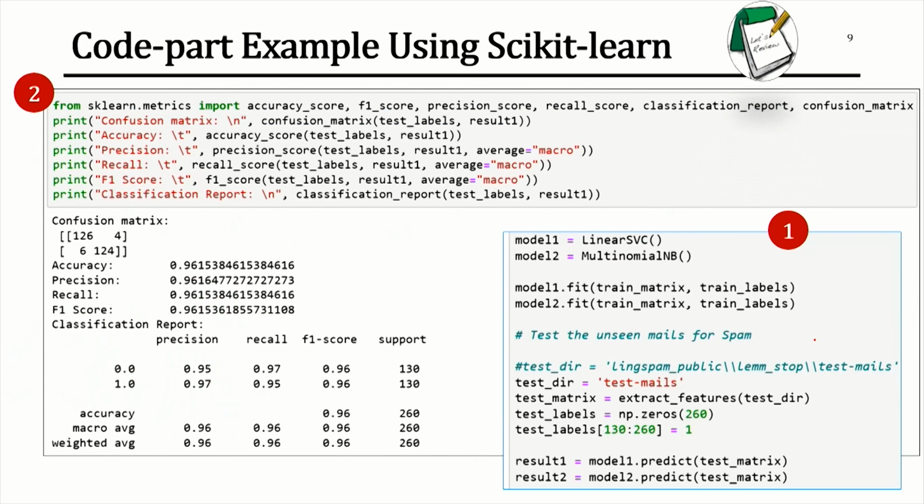And we also learned how we can see the implementation part. We initialize a model, we train our model, and next we predict new data based on our model. And lastly, we can use some methods to evaluate our classifier using the accuracy score, F1 score, precision, recall, classification report, and confusion matrix.